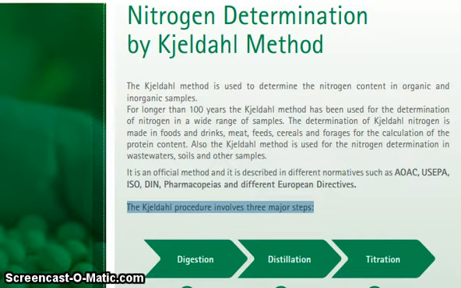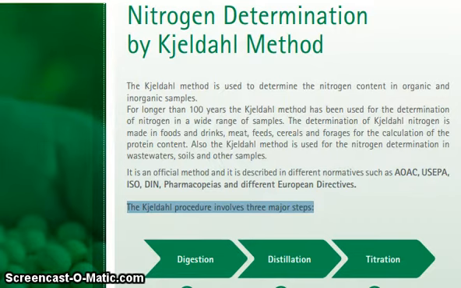For longer than 100 years, the Kjeldahl method has been used for determination of nitrogen in a wide range of samples. The determination of Kjeldahl nitrogen is made in food, drinks, meat, feeds, cereals, and forages for calculation of the protein contents. Also, the Kjeldahl method is used for nitrogen determination in wastewater, soils, and other samples.